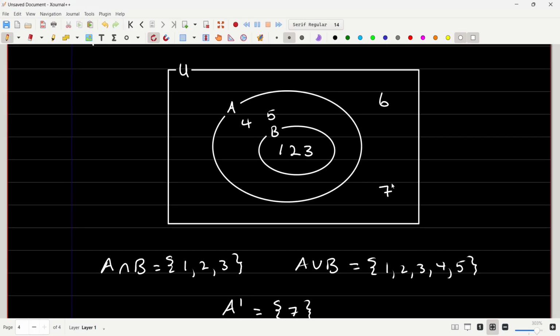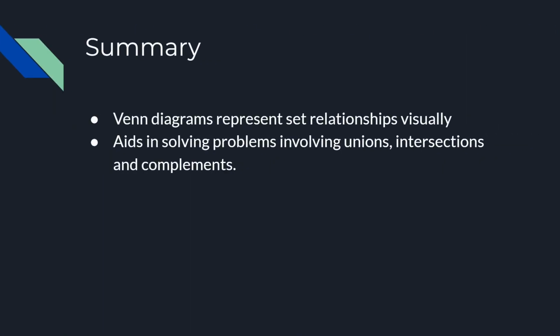Hopefully these examples were able to give you enough information that you're now able to draw Venn diagrams and identify the elements that belong to each of the relationships. In summary, a Venn diagram is a very useful tool to visualize the relationship between sets. By learning how to draw these properly, you will therefore have another tool to use when solving problems.